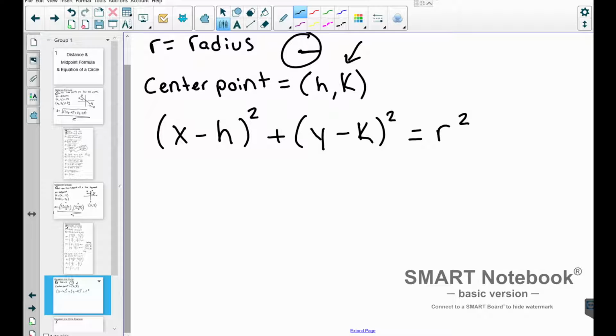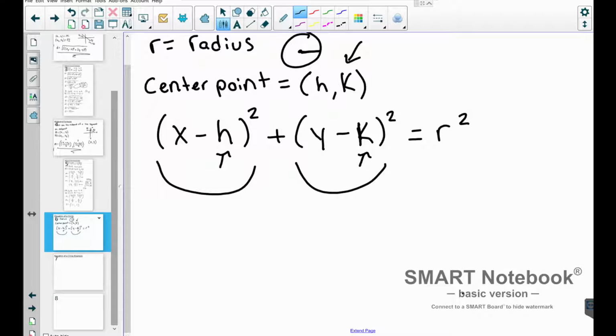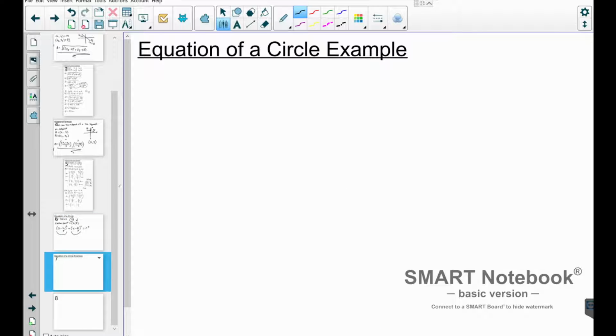So we have (h, k) as our center point, and we subtract each of those coordinates from an x and a y in parentheses, squaring them, and set it equal to our radius squared. Now we can finally do an example. Once again, write this stuff down. It helps to write it down.